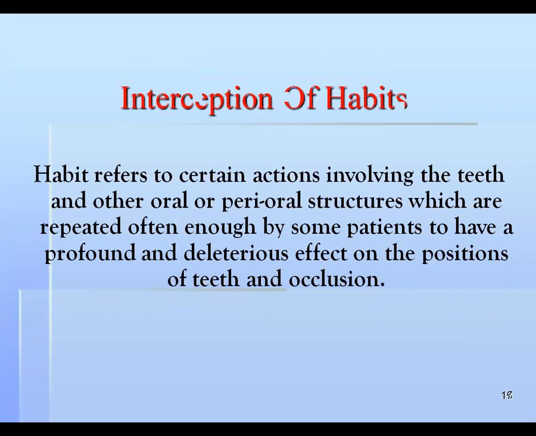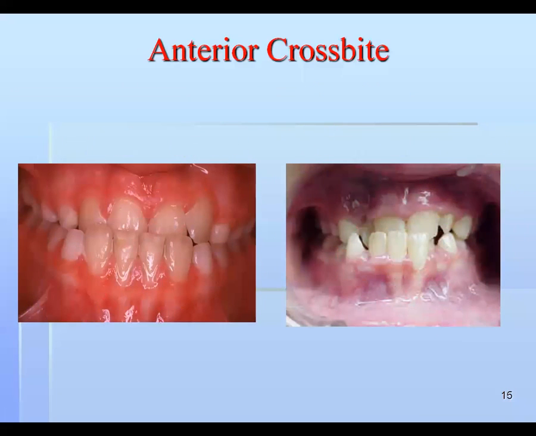Then interception of habit. The correction of anterior crossbite can be done using a removable appliance if it is a single tooth crossbite. When multiple teeth are in crossbite, it is best to go for a fixed appliance along with a posterior bite plate as per the patient's requirement and cooperation level.